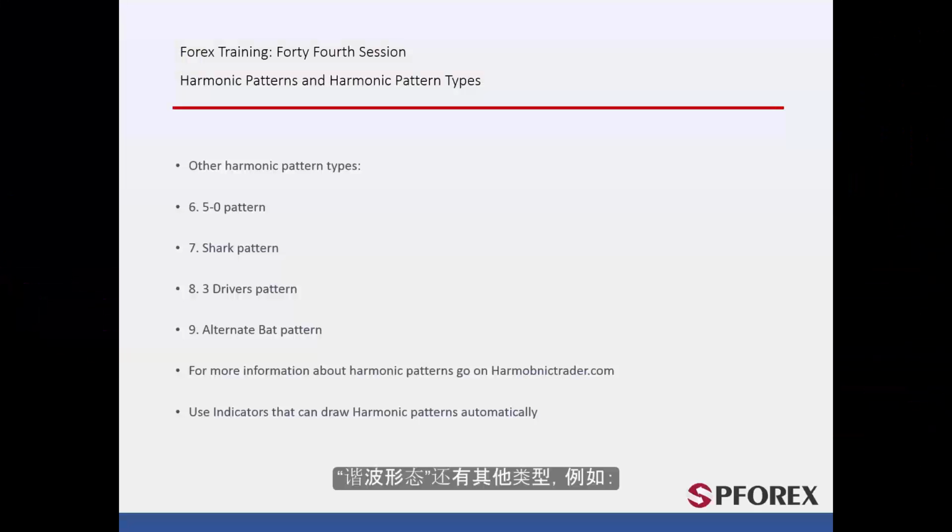There are other harmonic patterns such as the 5-0 pattern, shark pattern, 3 drives pattern, and the alternate bat pattern. Traders can find complete educational materials on the website harmonictrader.com. It is recommended that traders exploit free indicators available on the internet which draw harmonic patterns automatically.